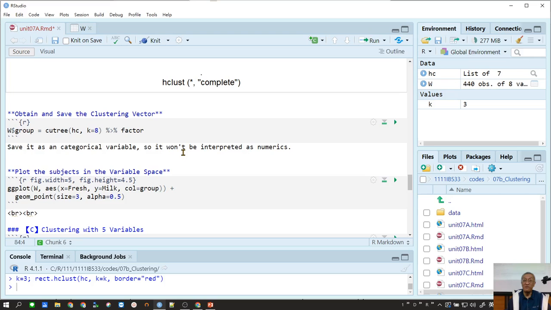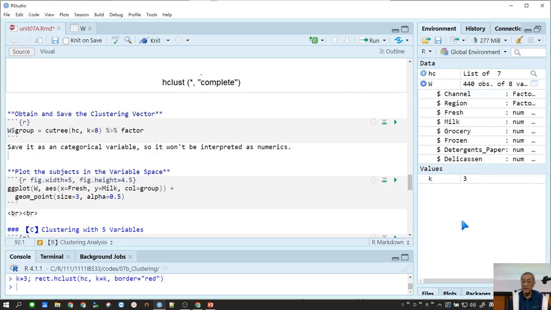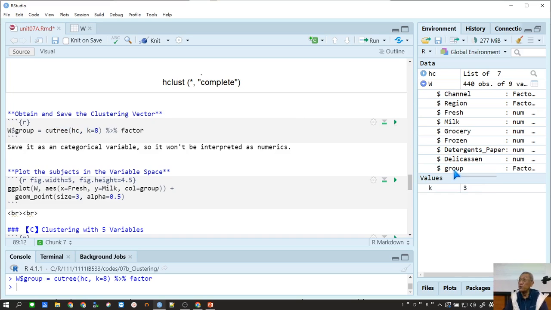And usually we will do it like this. Here W is our original data frame. If I want to divide it into groups, I use this object and call cutree, and K is the number of groups that I want. I change the result into a factor and put it in the same data frame as group. As you can see, here we do not have group, but now I use cutree to generate a clustering vector and put it as a column in the data frame, so it's easier for me. After I run this, I will see a group column within the W data frame.